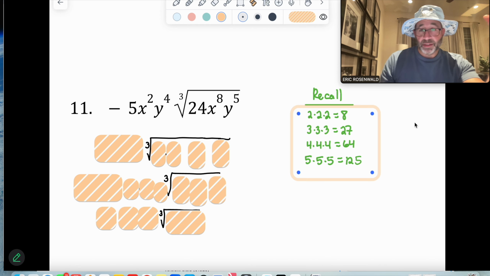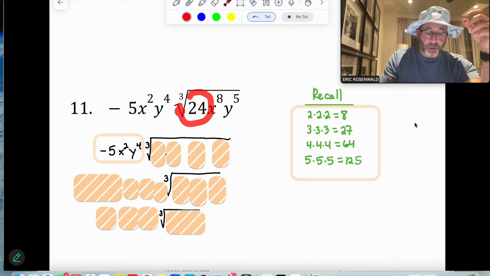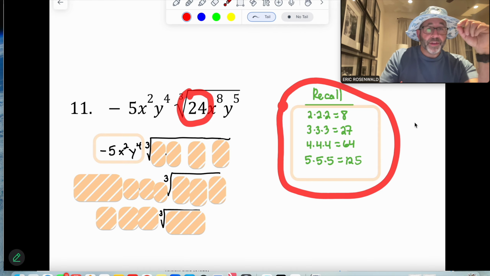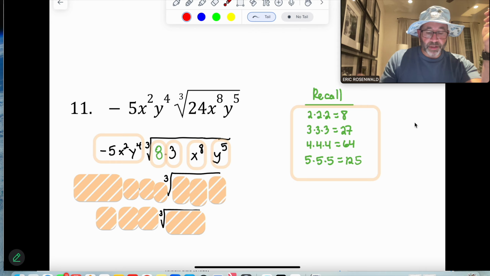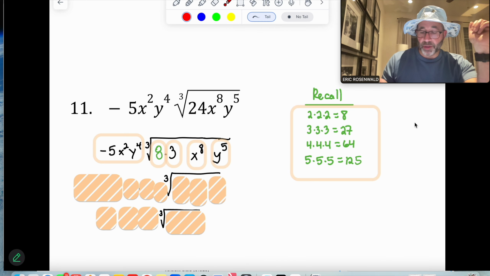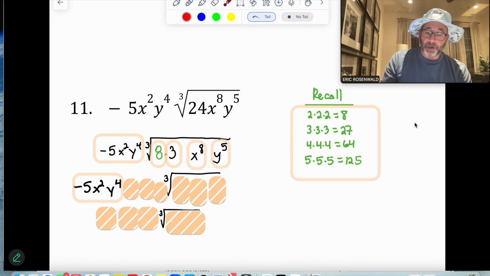On the outside, not going to change it yet. That's going to stay exactly as it was. But on the inside, let's see if 24 breaks up into any of the numbers that's over here on this side, okay? The number that we can use here is 8. So 24 divided by 8 is 3. So we have 8 and 3. Then we have x to the 8th and y to the 5th. So on the outside, haven't done anything yet with it. It's still there, the negative 5, x to the 2nd, y to the 4th. But now let's go part by part.